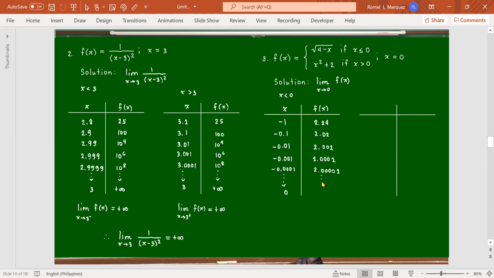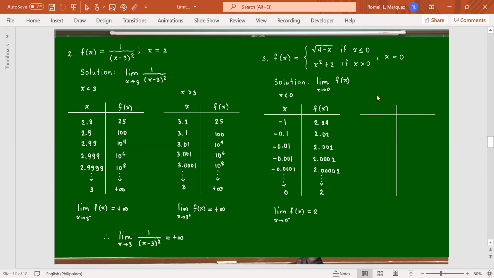So that means as x gets closer to 0, f of x gets closer to what value, guys? What do you think? So 2, no? So we say that the limit of f of x as x approaches 0 from the left is equal to 2. Okay?